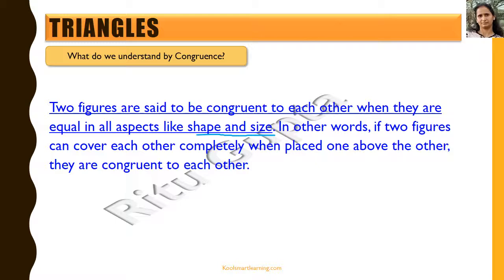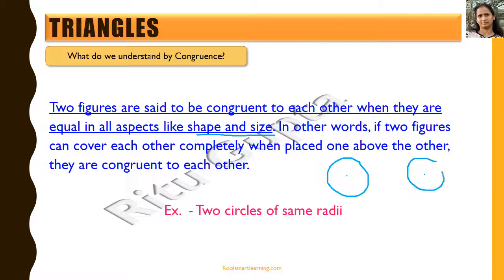Say, for example, we have two circles of the same radii. The centers are different, but we draw the circles with the same radius. So if we have this one circle and the other circle of the same radius, even if they are placed at two different places, if we put one above the other, they will completely cover each other. So these two circles are congruent to each other.